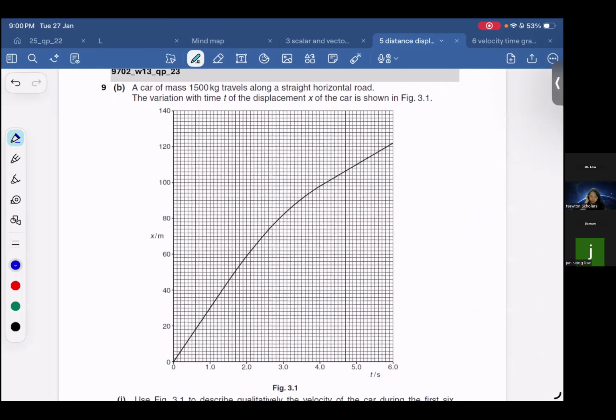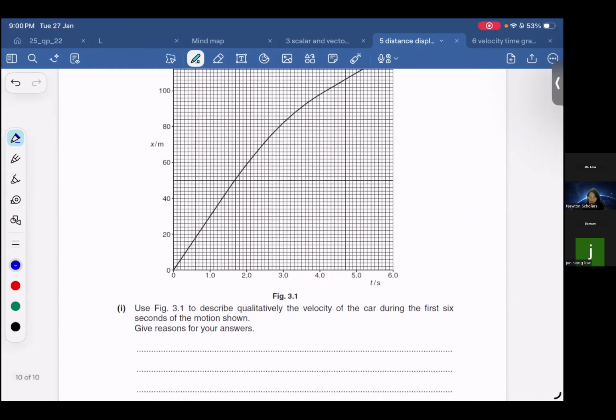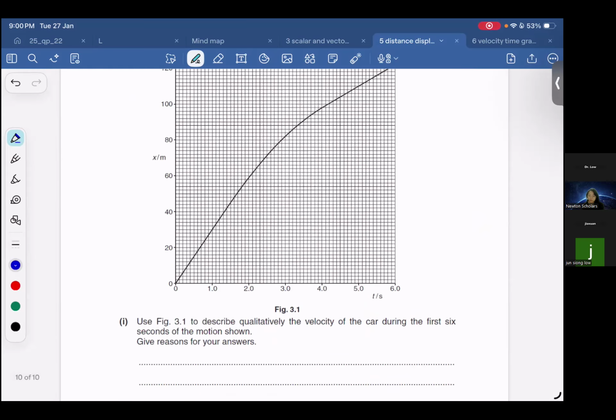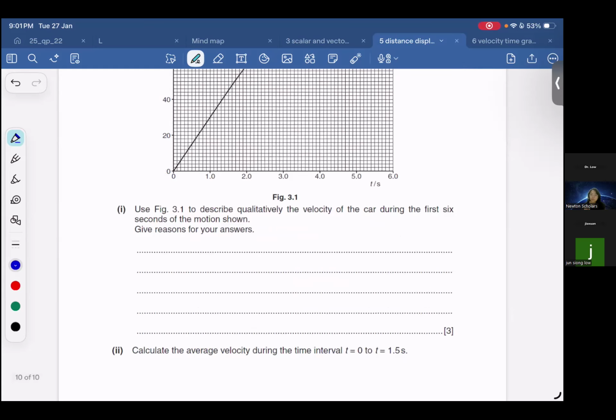Okay, a car of mass 1,500 kg travels along a straight horizontal route. The variation with time t of the displacement x of the car is shown in figure 3.1. Use figure 3.1 to describe qualitatively the velocity of the car during the first 6 seconds. Okay, this is 6 seconds. Give your reason for your answer why the velocity is like that. Okay, you look at here, 3 marks.